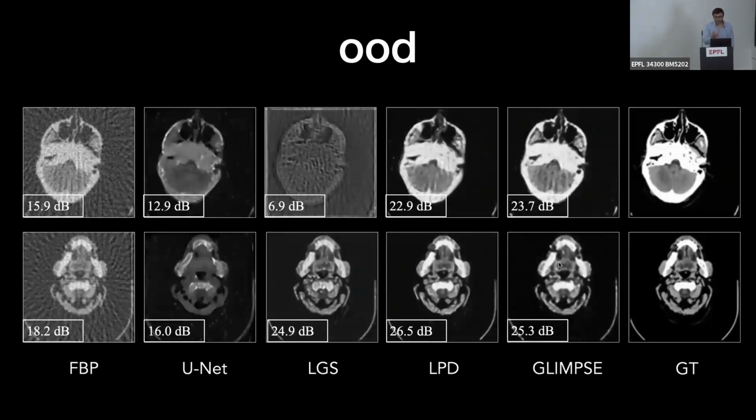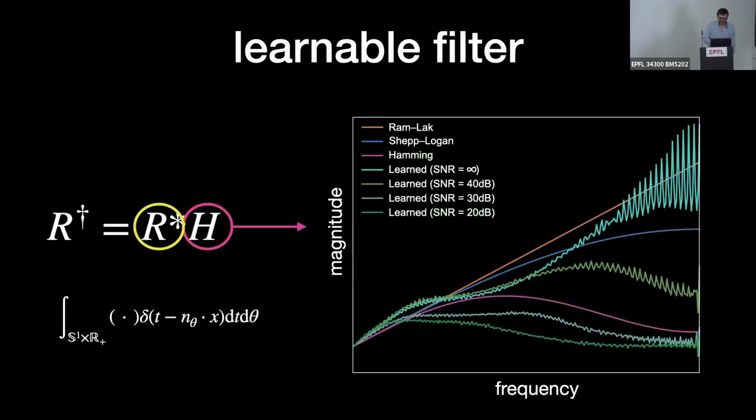And other architectures that generalize strongly out of distribution are all the ones that are actually using a forward operator many times during the reconstruction process. Here we are not doing it. We're just being mindful of the geometry of the problem that we are dealing with, right? As for experts, I can say that we also learned the filtering step in this filtered back projection.